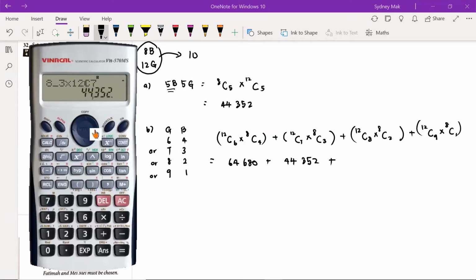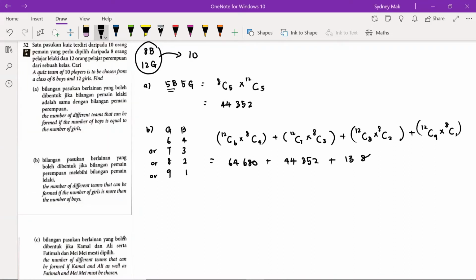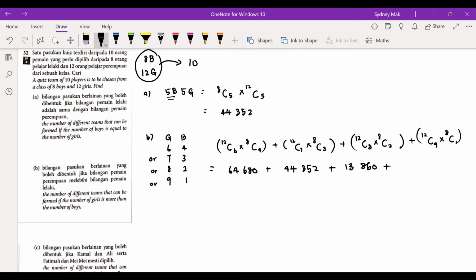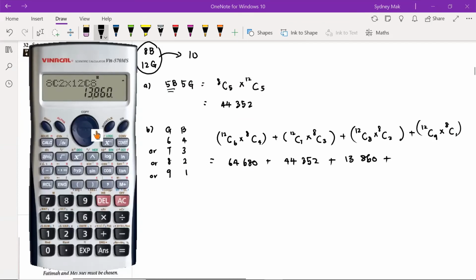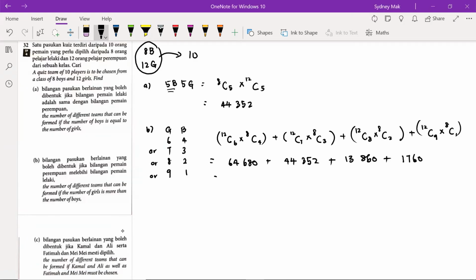8C2, 12C8, 13,860 ways. Continue with 8C1 and then 12C9, 1,760 ways. So let's add all these numbers.